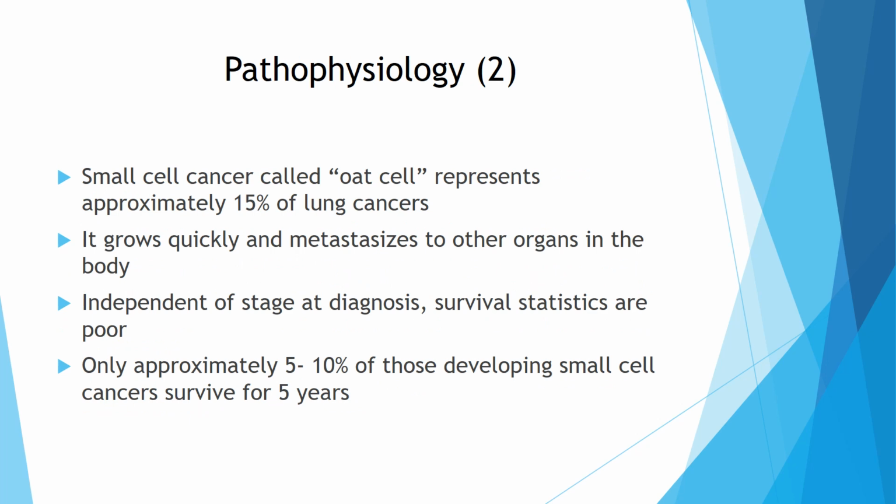Small cell cancer, called oat cell, represents approximately 15% of lung cancers. It is a very quick growing cancer, and it will mets to other organs in the body just as quickly. Independent of stage at diagnosis, survival statistics are poor because it kills quickly. Only approximately 5 to 10% of those developing a small cell cancer will survive for 5 years.